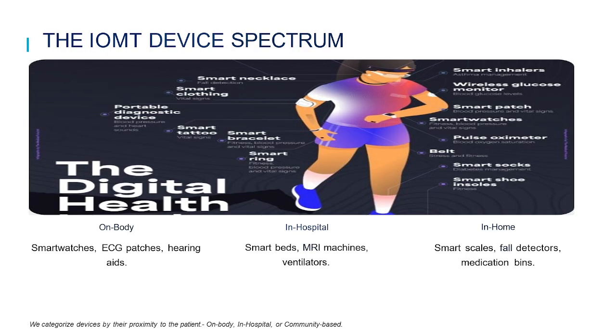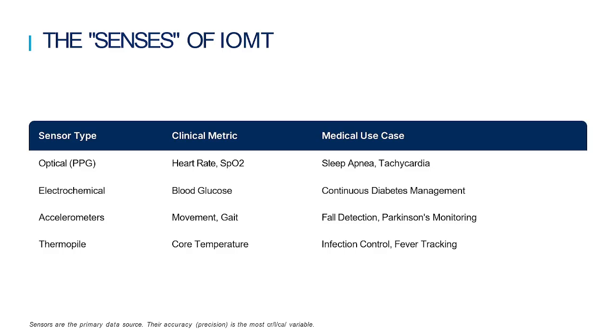So, Internet of Medical Things devices are classified based on where and how they are used. Like you can see, we use the digital watch. On-body devices are worn by the patient and include smartwatches, ECG patches, hearing aids, and fitness trackers. These devices continuously collect healthcare data and support remote monitoring.